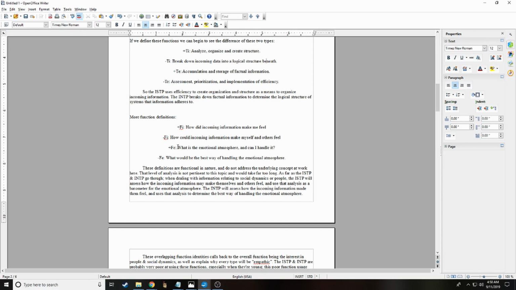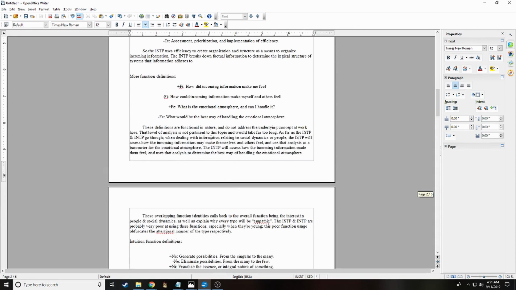So positive FE is a little bit more of a superficial analysis, and it's looking at the emotional atmosphere. It's more in regards to self. Whereas negative FE is in regards to self and others, handling the emotional atmosphere of the group. And it's more of a deeper analysis. These definitions are functional in nature and do not address the underlying concept at work here. That level of analysis is not pertinent to this topic and would take far too long.